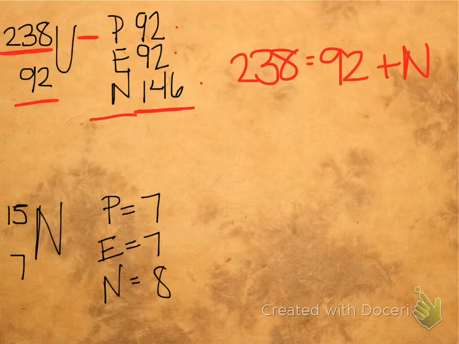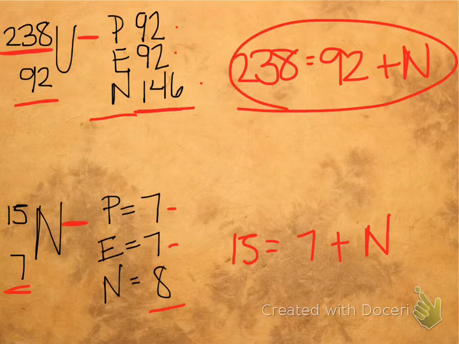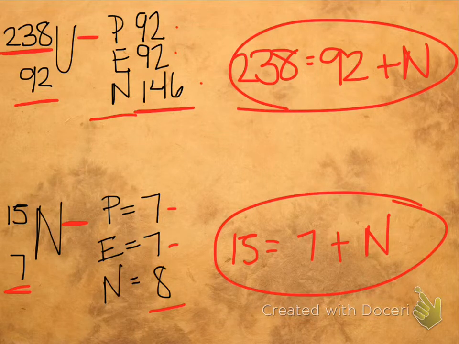Looking at the nitrogen down here, proton number came from our atomic number. There is no charge, so these are equal. 15 equals 7 plus n equals 8. So really this is just doing some algebra here, subtracting 92 from each side, subtracting 7 from each side. That's going to give you that neutron number.